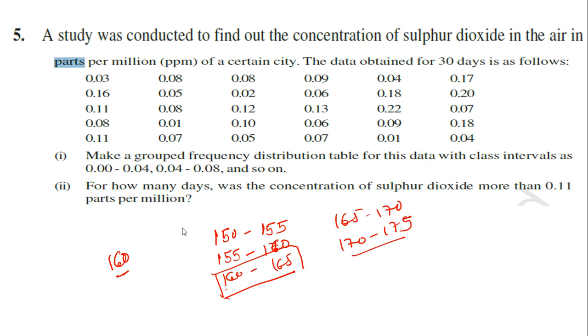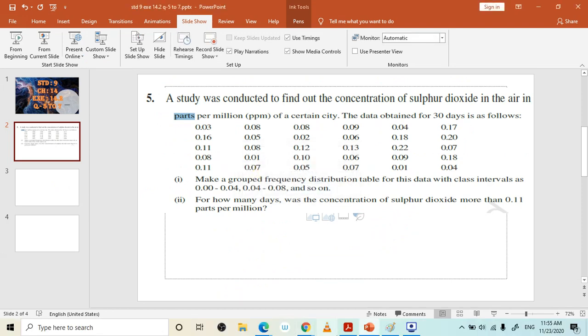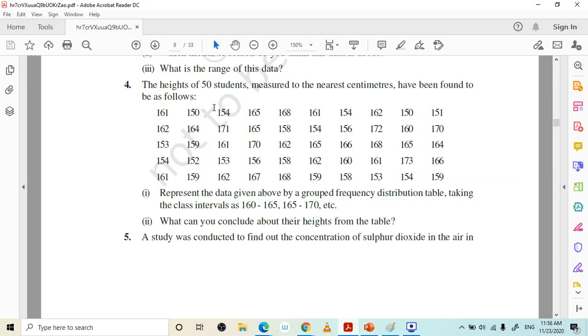Now is it clear? Because you people have to solve this question yourself. See here, 170 is there, so one class interval is 165 to 170 and the next is 170 to 175. Now don't be confused, sir, where to write 170. That will come in 170 to 175. Is it clear? Then you have to write the rest yourself.